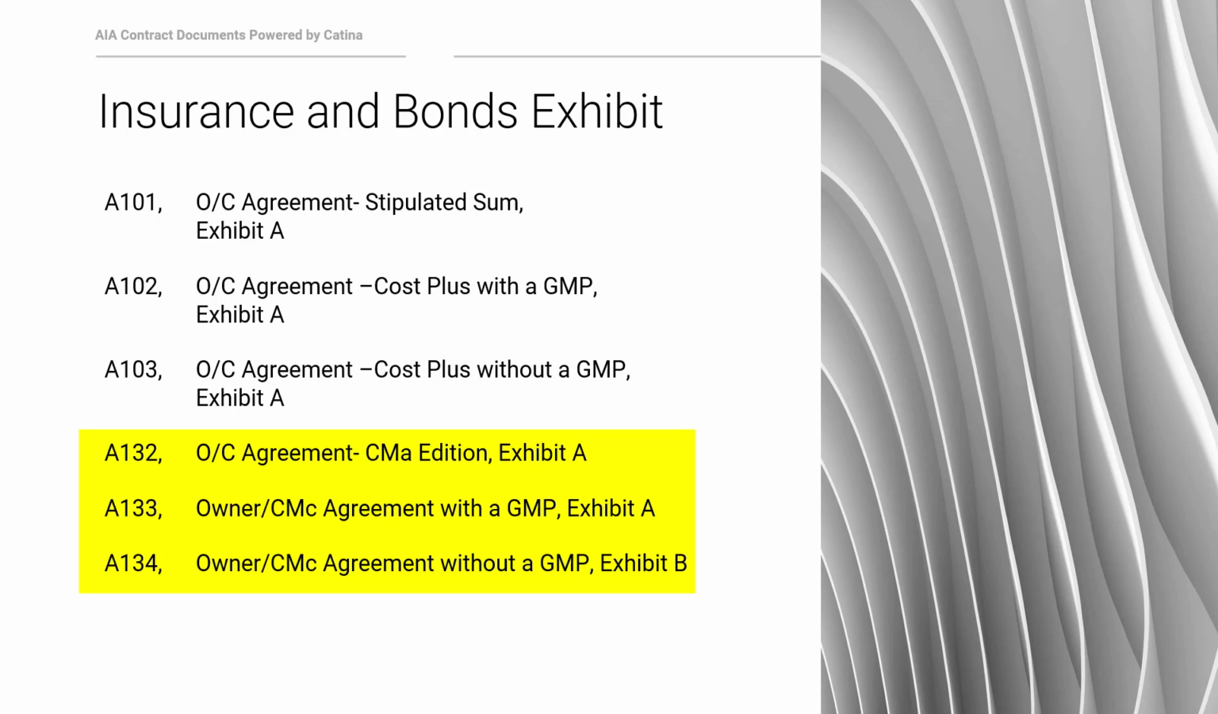As mentioned earlier, they are different families or groups of documents based on project delivery method. So the A132, for example, is in the CMa family, the Construction Manager Advisor family. So that's why it says the CMa edition. The A133 and A134 are in the CMc family, the Construction Manager Constructor family.